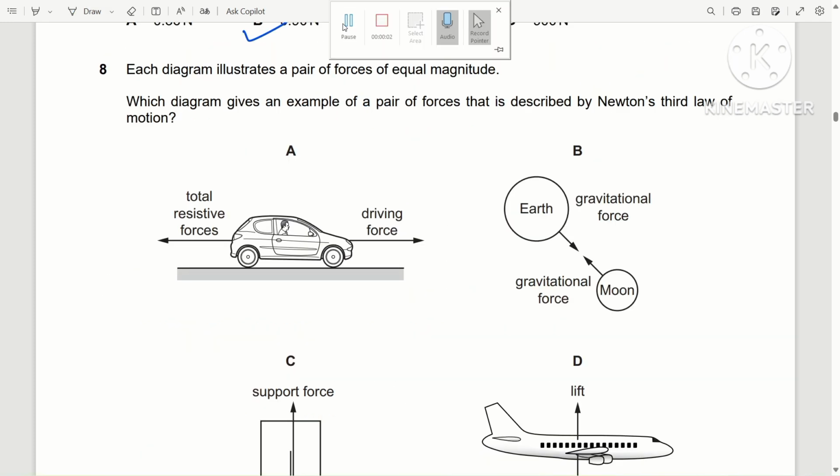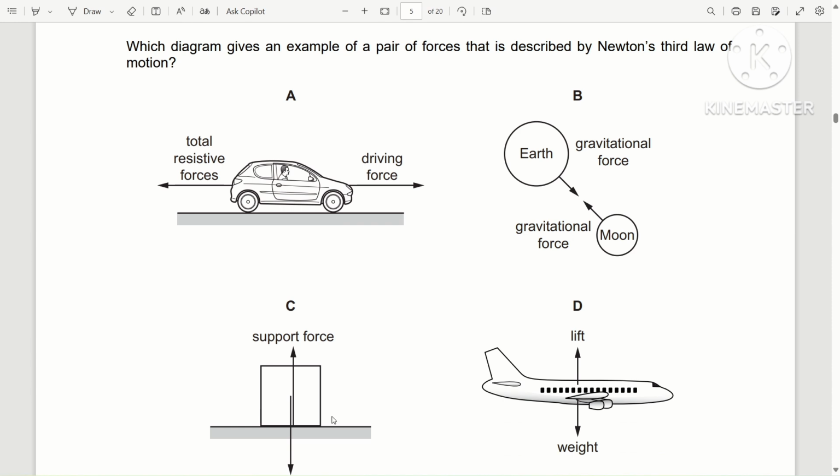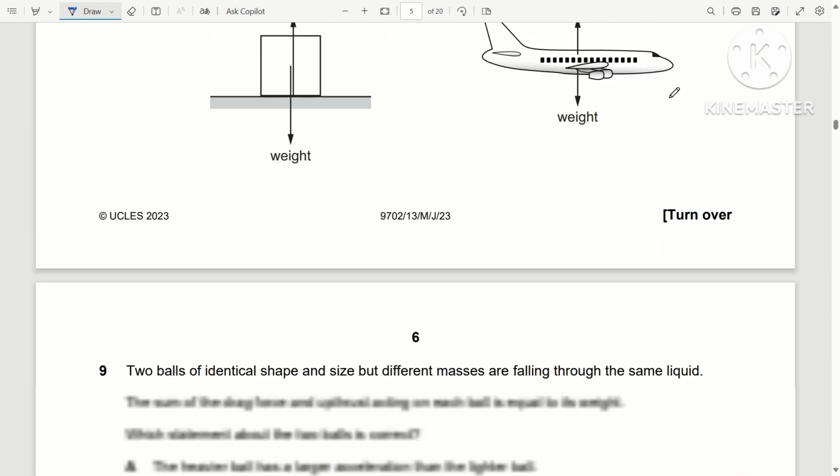Question number 8. Each diagram illustrates a pair of forces of equal magnitude. Which diagram gives an example of a pair of forces that is described by Newton's third law of motion? Newton's third law states that for every action there is an equal and opposite reaction, but action and reaction forces act on different objects. Here in A the two forces are acting on the same object, in C and D also. So the correct option will be B, because only in diagram B the forces are acting on different objects.